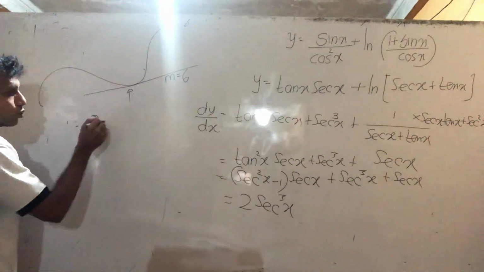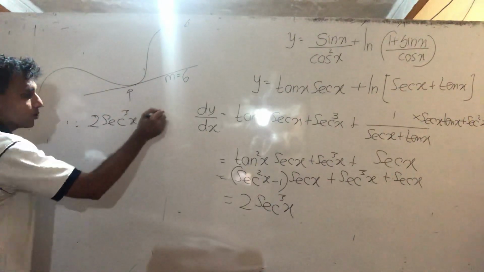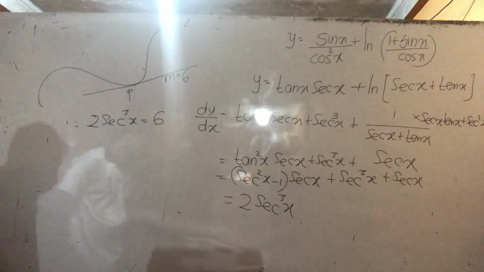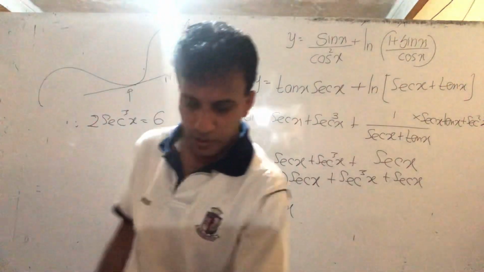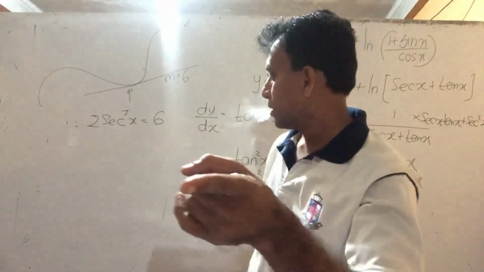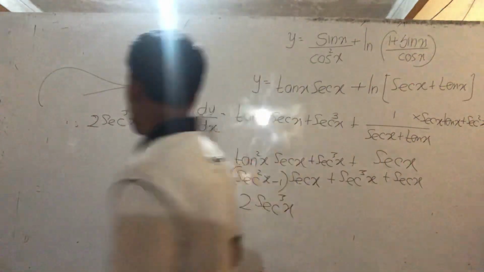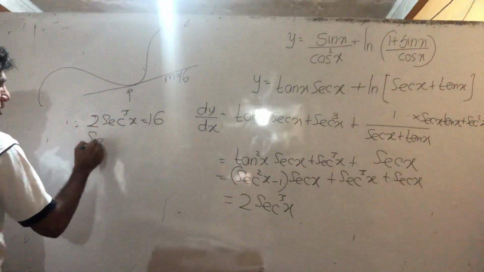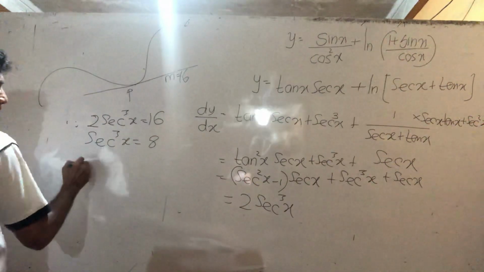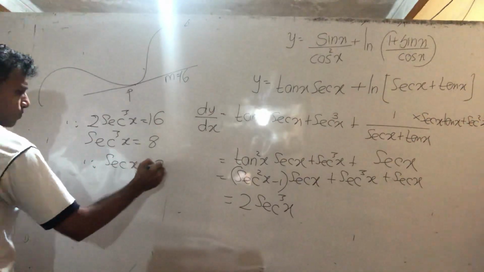Therefore, 2 sec cube x equal to 6. Okay, 2, is it 6? What the... 16? I missed it. Check that. The original paper I showed 16, right? 16. So sec cube equal to 8. So what is the integer's method? Sec x is 2 to the power 3.